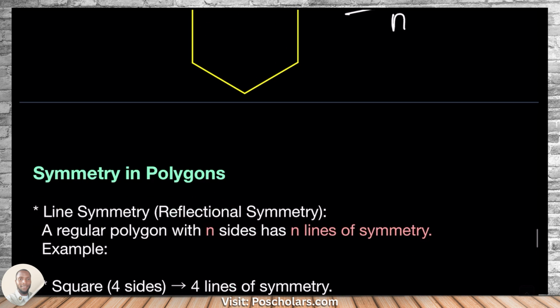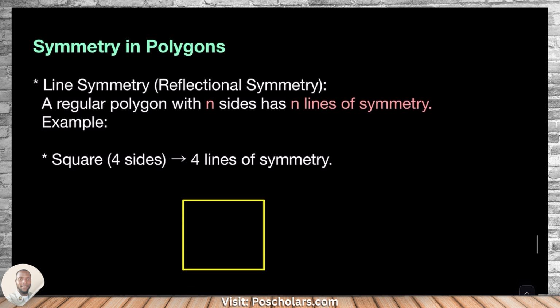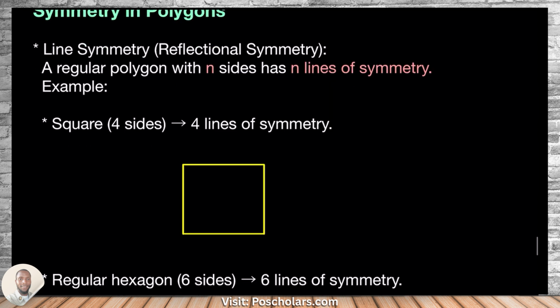Now, symmetry in polygons. Line of symmetry, also known as reflectional symmetry. A regular polygon with n sides has n lines of symmetry, right? For example, a square has 4 sides. Definitely the number of lines of symmetry in a square will be what? 4. Let's establish that. So a line of symmetry means an imaginary line that can divide the shape into equal parts.